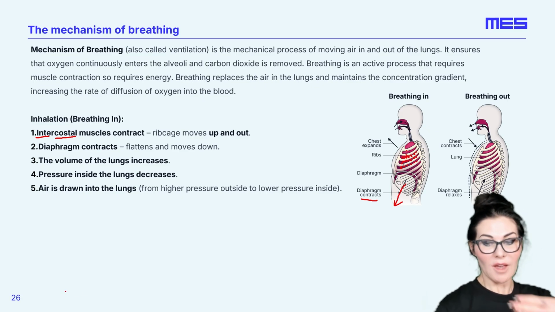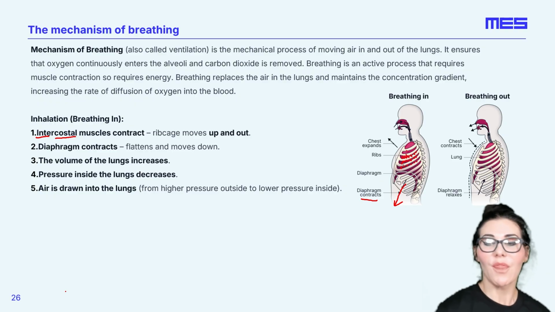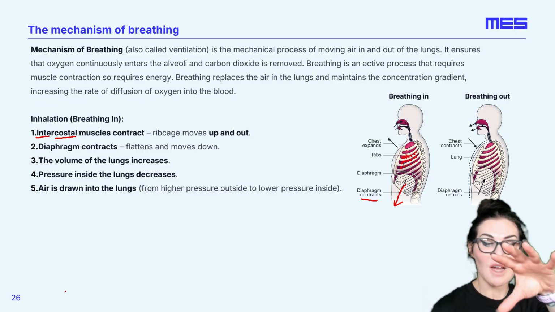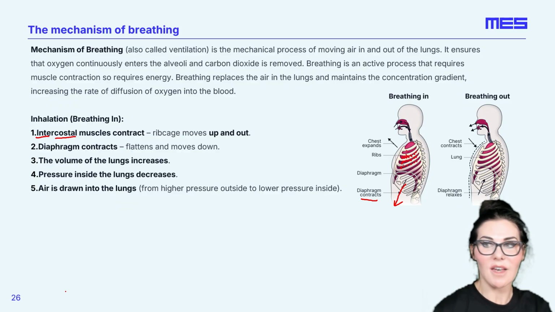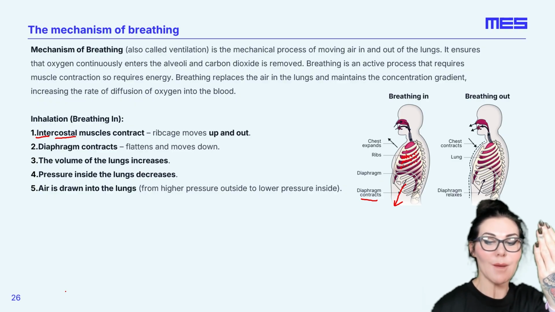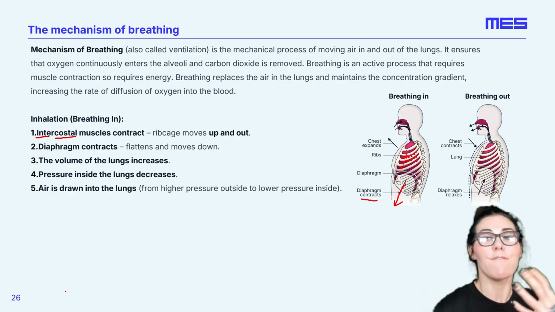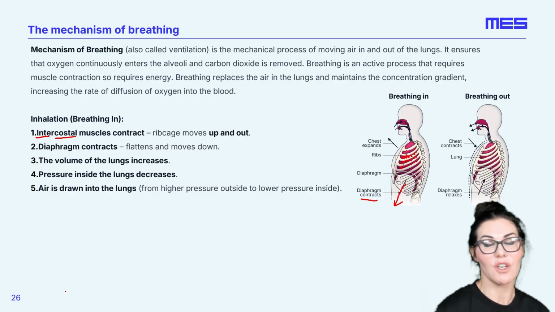Now, the rib cage moving out and the diaphragm flattening effectively increases the volume inside your chest cavity, and that drops the pressure inside the lungs. So the pressure outside your body is now greater than inside, so we get a pressure gradient, which causes air to move down the pressure gradient from high pressure outside your body to lower pressure inside your lungs, filling your lungs with fresh oxygenated air. So oxygen will reach the alveoli through that breathing in, or inhalation.